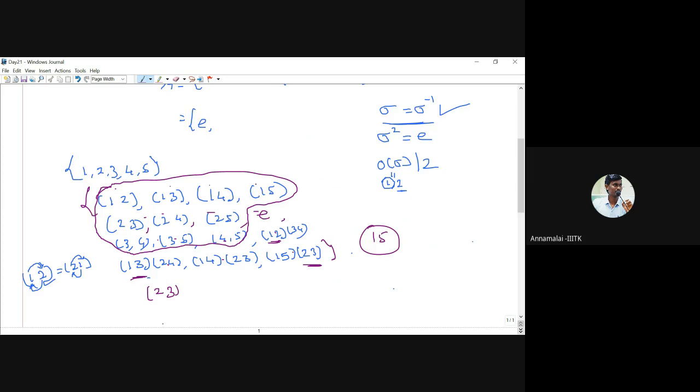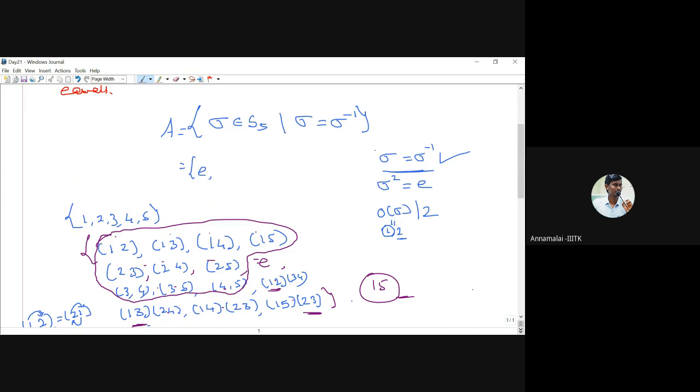So how many permutations do we get? 15. So there are 15 permutations satisfying sigma equal to sigma inverse. Sigma equal to sigma inverse means what? It satisfies the condition sigma squared equal to identity. That means the order of sigma divides 2. Therefore, what are the possibilities for the order of sigma? Either 1 or 2. Order 1 is nothing but only the identity element.